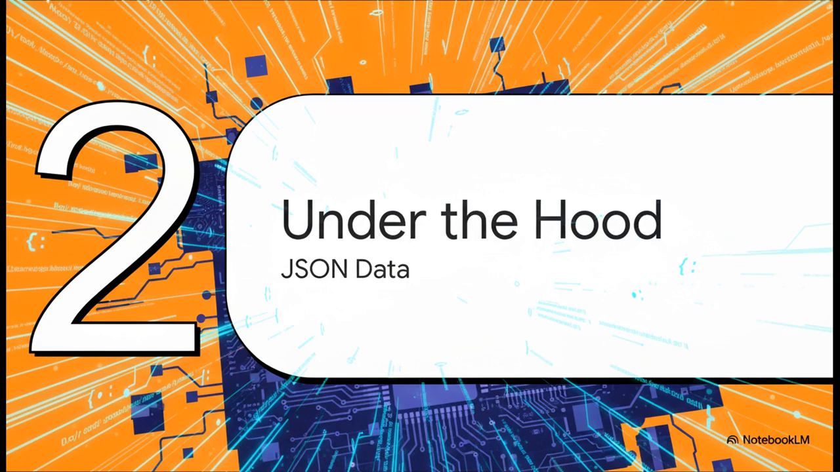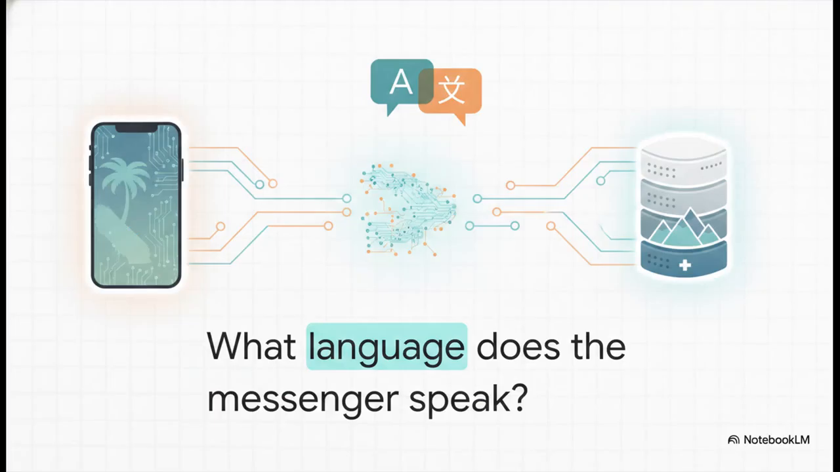Section 2. Under the hood, JSON. Now that we kind of understand the general flow, we really need to look a bit closer. Because think about it. If a weather app was built by Apple in California and the weather server was built by some meteorological society in Switzerland, how do they actually understand each other? So, what language does our messenger speak to ensure absolutely nothing gets lost in translation?